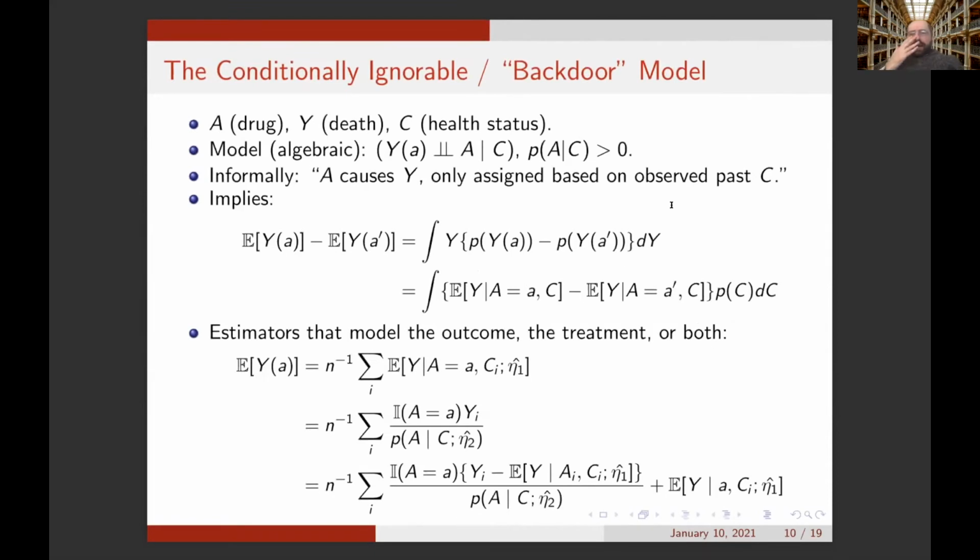Okay, and so a simple model is what's called a conditionally ignorable or backdoor model. So here, let's say we have a drug, we have some outcome such as death, and C is health status or gender or something. And we assume that conditional on the baseline factors such as health status or gender, the treatment is independent of the potential outcome. And under this assumption, we can express the average causal effect as a particular functional of the observed data, which is this middle line here, which is an averaged-out regression comparison. And there are various kinds of estimators that people came up with, such as the plug-in estimators, inverse weighted estimators, and so on.